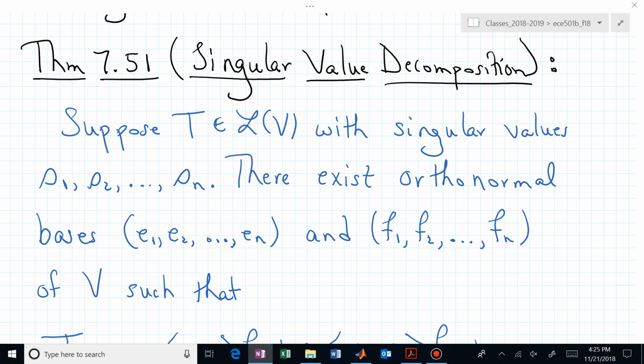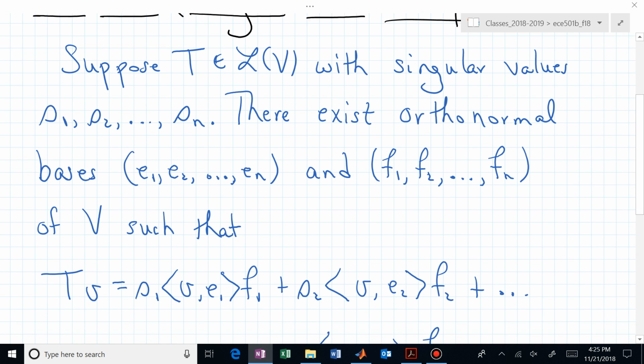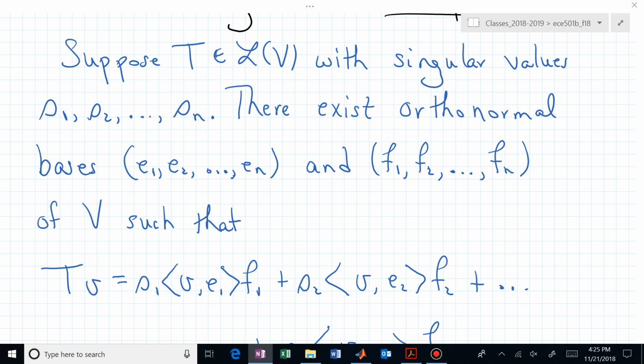We've talked about a polar decomposition and we have defined singular values. Now let's generalize that and talk about a way to factor a generic linear operator T. In this case, Theorem 51 says, suppose we have a linear operator T with the following singular values, S1 through Sn, and we know how to find those. Those are the non-negative square roots of the eigenvalues of T dagger T.